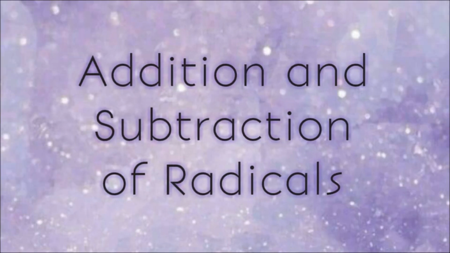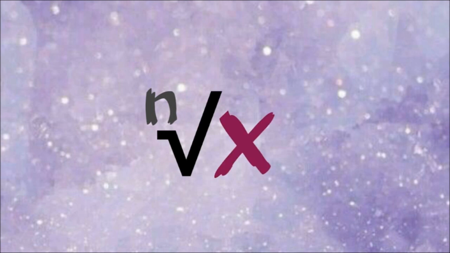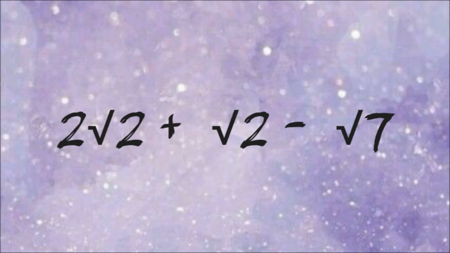And on we go to our tutorial session. We will be discussing addition and subtraction of radicals. So let's get to it. Adding and subtracting radicals aren't as hard as you think, as it is just like adding and subtracting regular numbers, except you have roots sticking around. If you aren't familiar with roots, this is the index, this is the radical sign, and this is the radicand. Let's say, for example, square root of 2 plus 2 square root of 2 minus square root of 7.